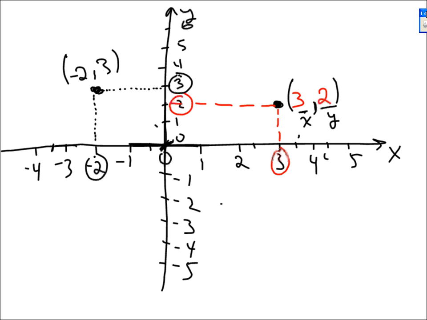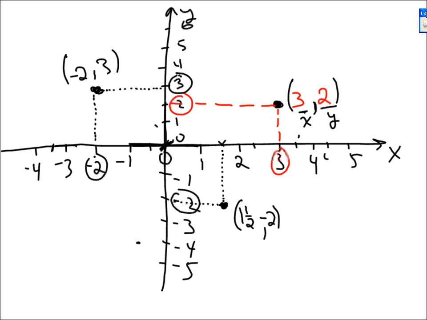So I ask you, what is this point right here? Well, the x-axis looks to me like 1.5. The y value looks to me like -2. You would read that as 1.5, comma, -2.